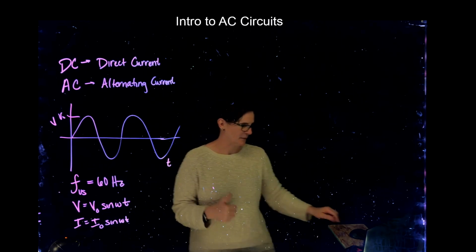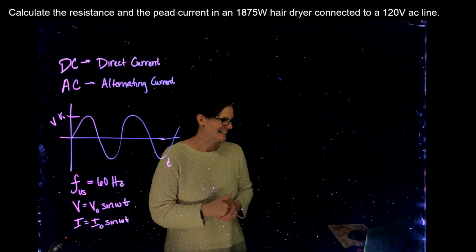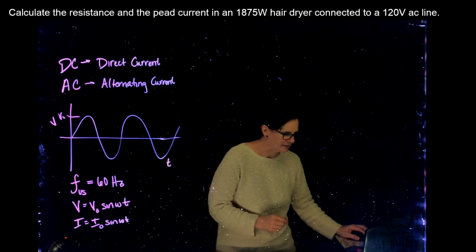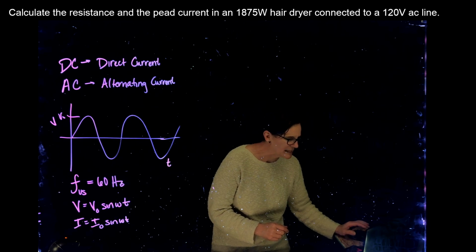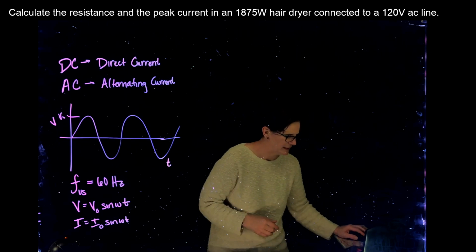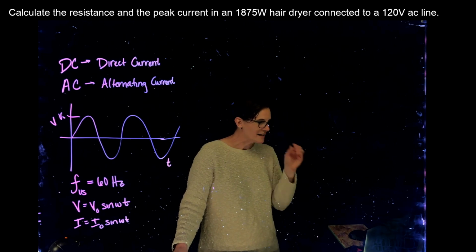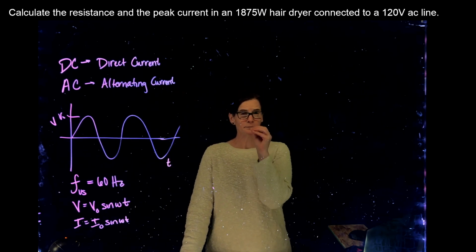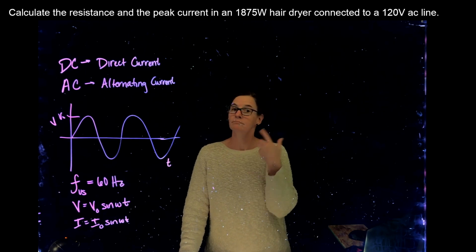Okay, so let's do an example. See if that kind of helps flesh some things out, and then this little introduction will be complete. So let's calculate the resistance and, I should say, peak current. Let me just fix that because we don't like to have errors, and I don't want people to be confused when they read it. So peak current in an 1875 watt hairdryer connected to a 120 volt AC line. Now, this would be a power rating you might read when you're going out to buy your hair dryers.